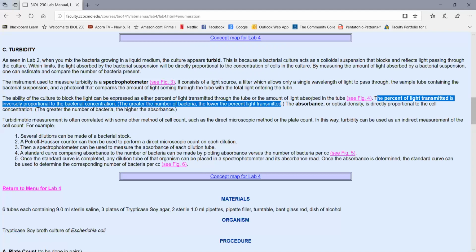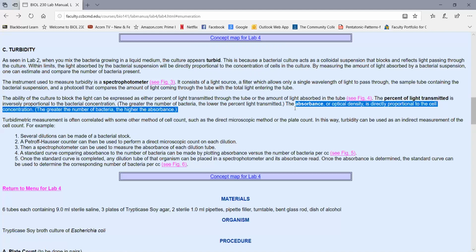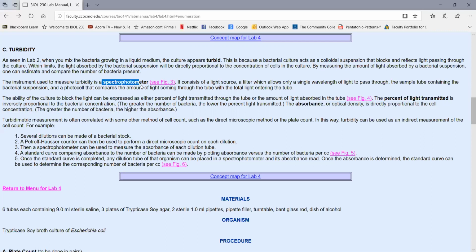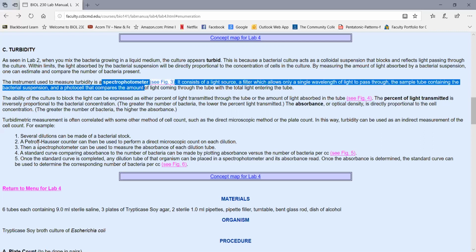Or if we measure absorbance, also called optical density, absorbance is directly proportional to the concentration of bacteria. The greater the number of bacteria, the greater the absorbance. And normally we measure absorbance because we can plot that out on regular graph paper if we were doing a standard curve. So what's often done in research and industry and such is they combine the spectrophotometer, the absorbance, with one of the other counting methods like the Petroff-Hauser counter or the plate count that we'll be talking about shortly.